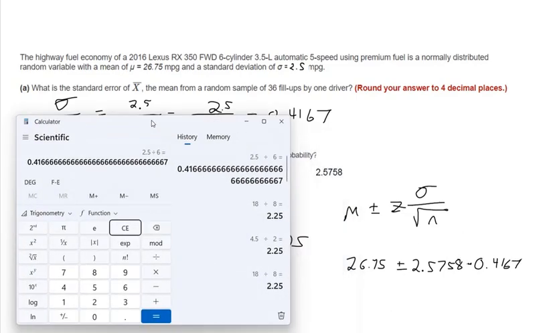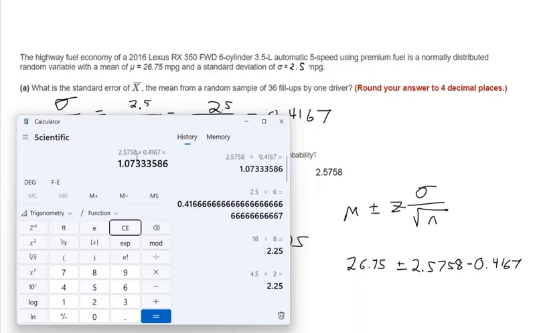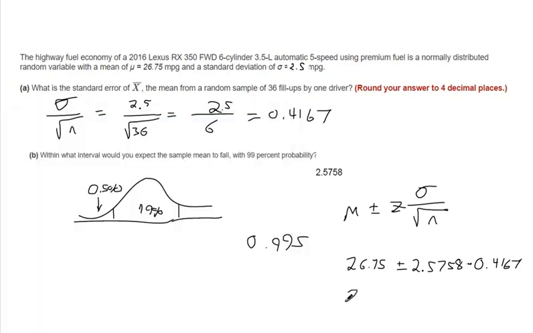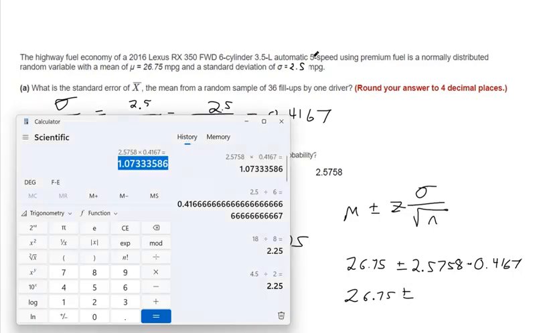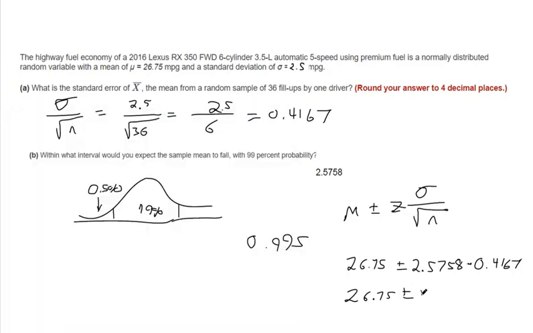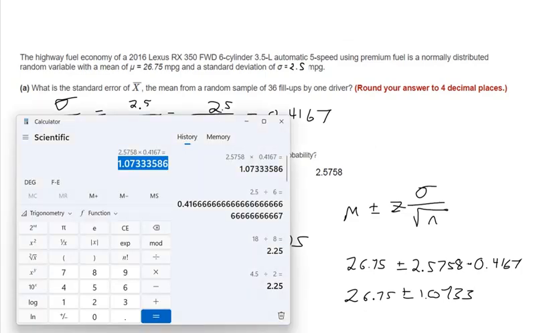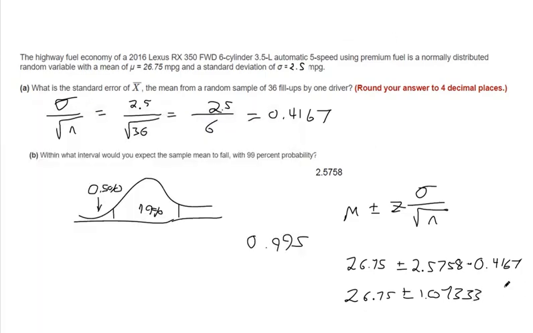Okay, so to calculate 2.5758 times 0.4167, we can multiply those two. That's the margin of error for our confidence interval. We got 1.07333. That's probably enough right there.